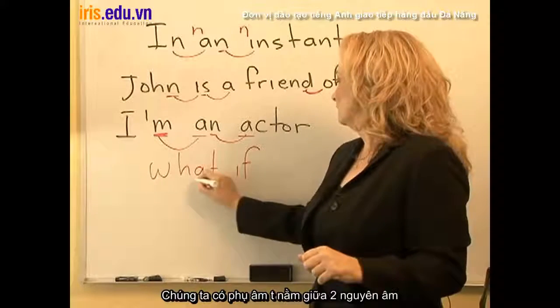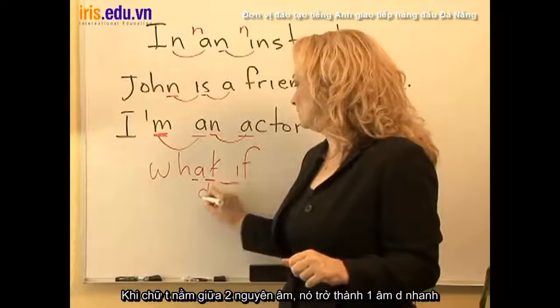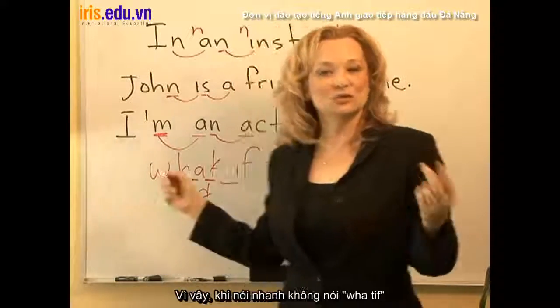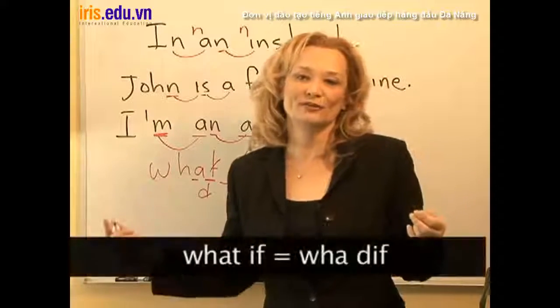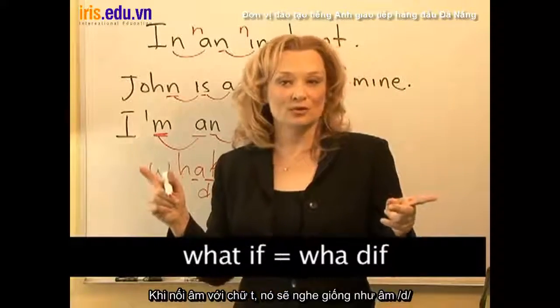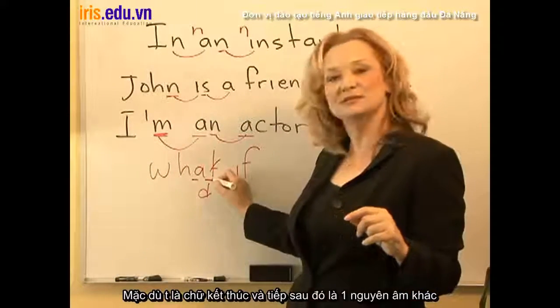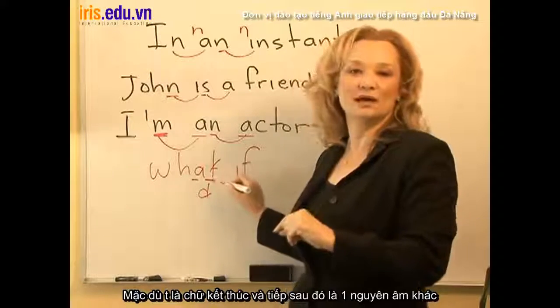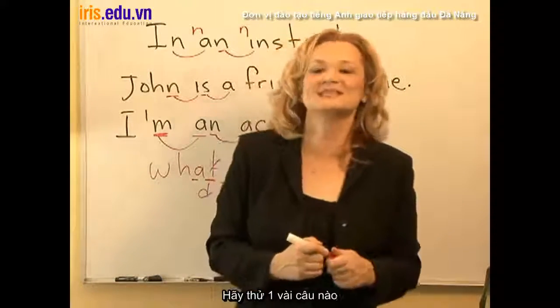We have a T between two vowels, and when the T is between two vowels, it becomes a fast D. So when we link it, we don't say what if, we say what if. Remember, the T between two vowels sounds like a D even when the T is at the end of the word and the next letter of the following word is a vowel. All right, let's try some sentences now.